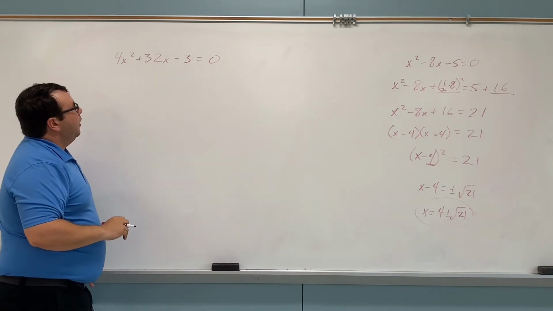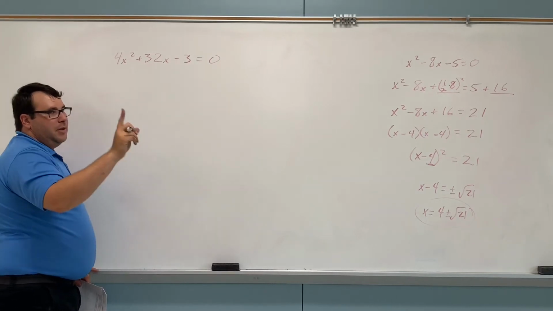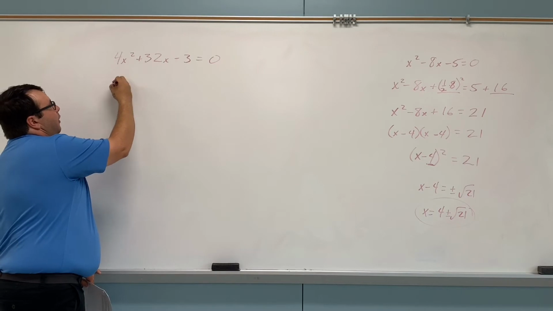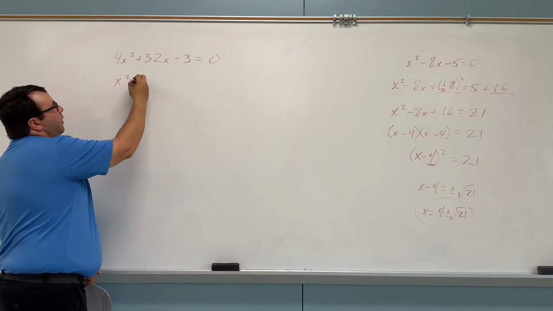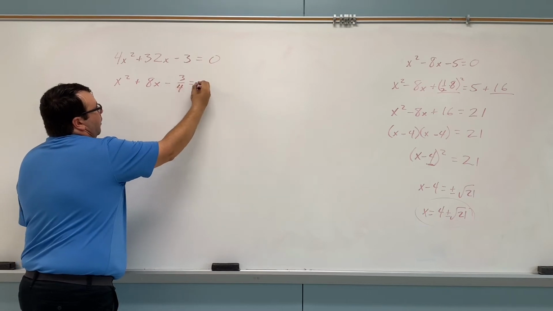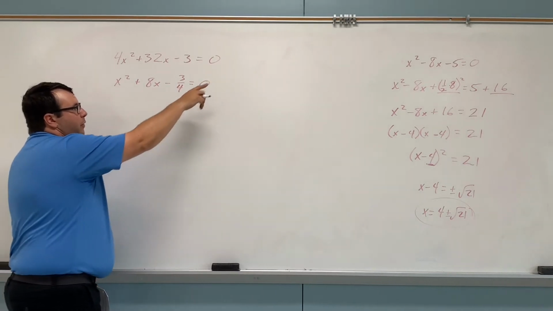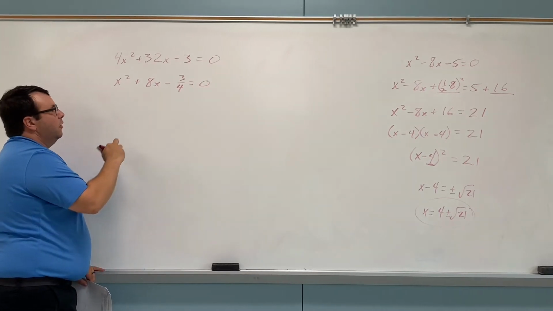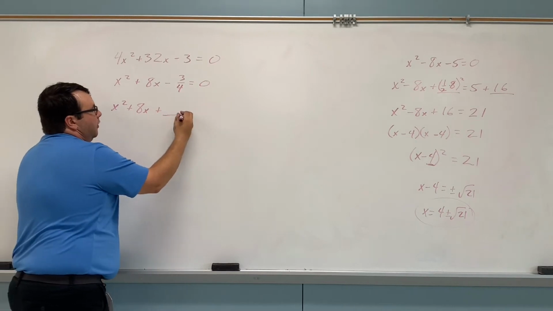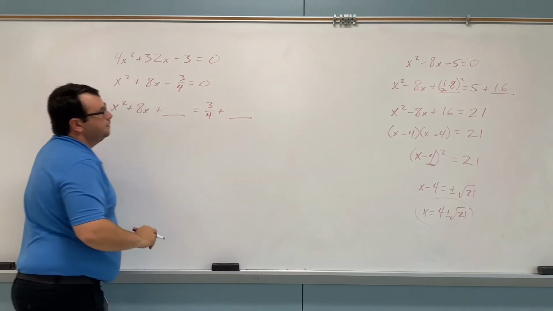At this point, I want to complete the square, but I need to get this lead coefficient to be 1. So I'm going to divide everything here by 4 before I move anything around. So I have x squared plus 8x minus 3/4 is equal to 0. I'm going to add that 3/4 over and add my mystery term in. So I'm going to have x squared plus 8x plus mystery term is equal to 3/4 plus mystery term.